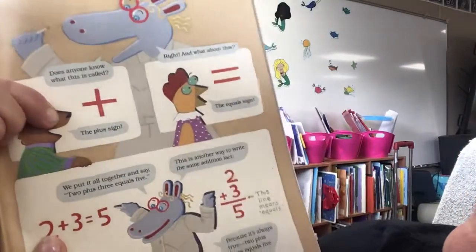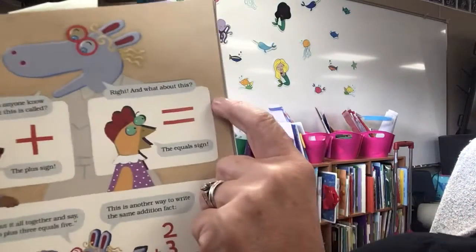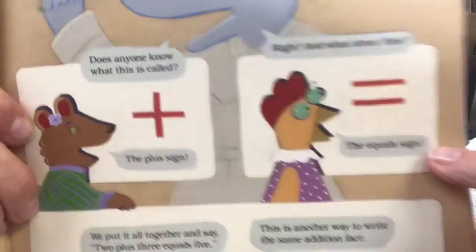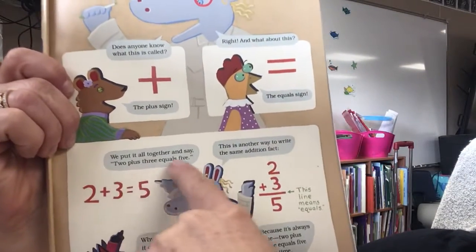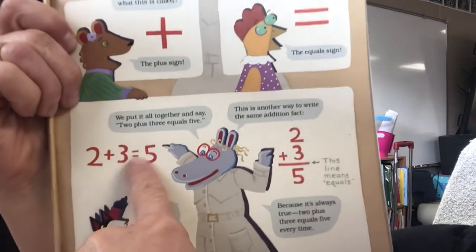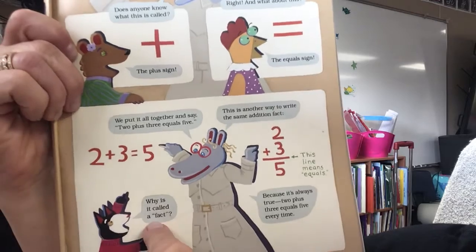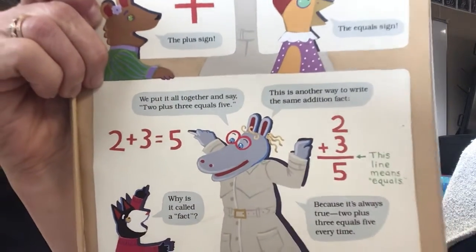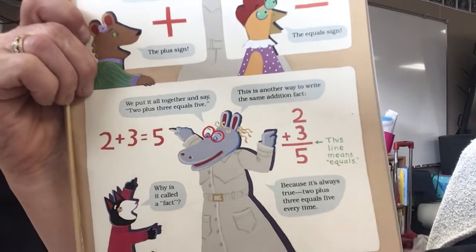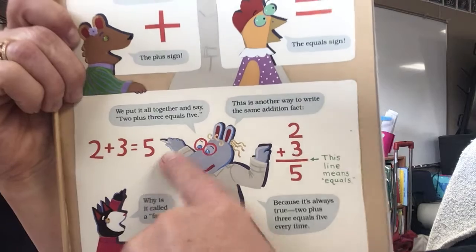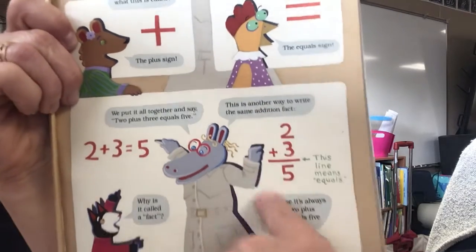Do you know what this is called? The plus sign. Right. And what is this? The equal sign. We put it all together and say 2 plus 3 equals 5. Why is it called a fact? This is another way to write the same addition fact. So we can write it horizontally or we can write it vertically.